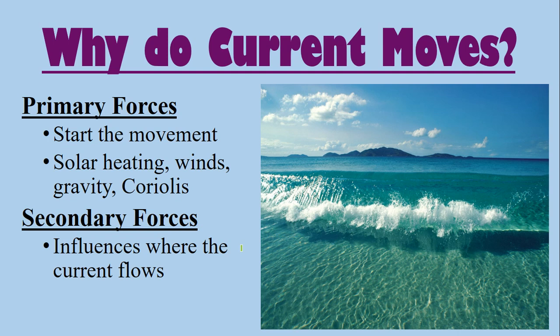So why do currents move? Well, there's primary and secondary forces. The primary force is what starts it, and it's usually the solar heating, the winds, gravity, and Coriolis effect. And secondary forces will influence where the current flows, and there could be multiple different secondary forces out there that can cause currents to go a certain place.